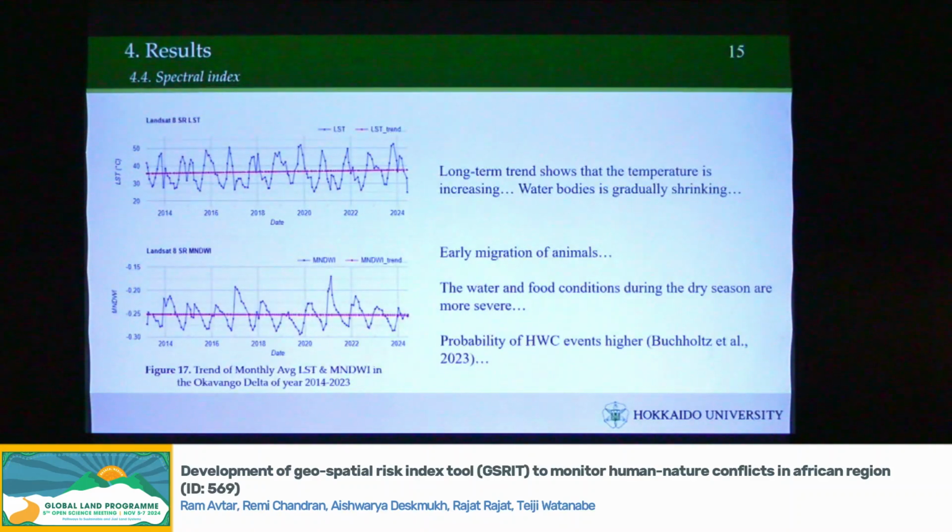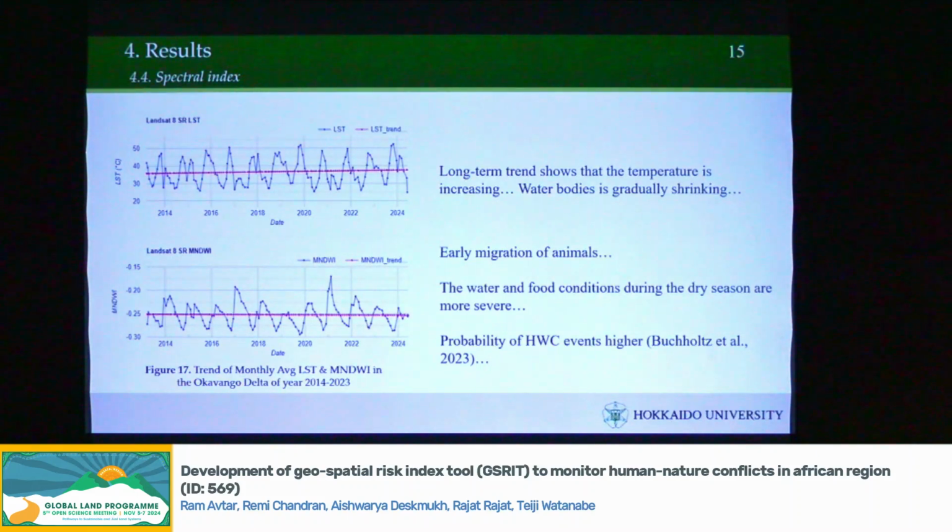Here you can clearly see the LST, the land surface temperature, is increasing while MNDVI is decreasing. So it shows that there is a decrease in water resources and an increase in land surface temperature. Somehow it is also impacting wild animals' movement and migration. We are looking closely at how this change in the vegetation pattern and in the water bodies affects how these animals migrate from one location to another.